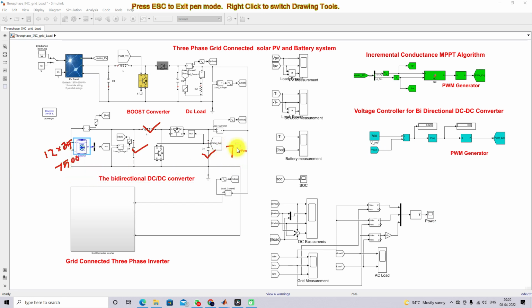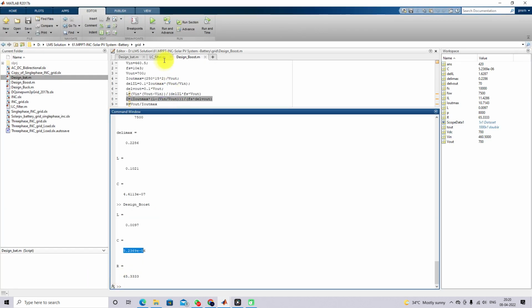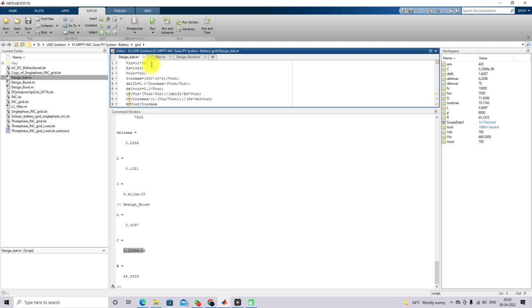The voltage in the DC bus is 700. So these are the parameters we are going to use to design the LNC of the bidirectional converter. Here you have to feed the voltage of the battery. For the switching frequency, I am going to consider the same switching frequency used for the boost converter design, and then the DC bus voltage. The calculation will be that my IOT max will be calculated based upon the PV panel rating.